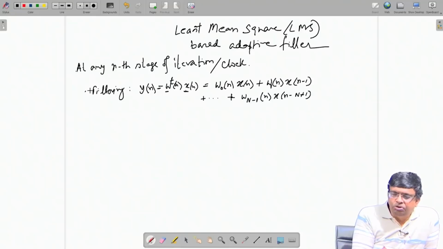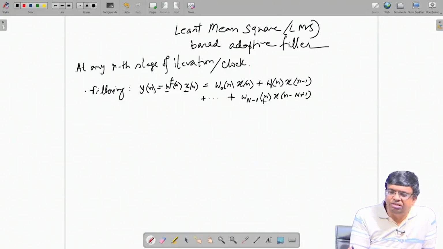So, that is first what we do, we are assuming Wn is already available, that is the filter coefficients, all these coefficients to be used at the nth clock are already computed or evaluated from the previous clock. So, we just simply filter the input like a FIR filter and calculate the output yn, that is number 1.